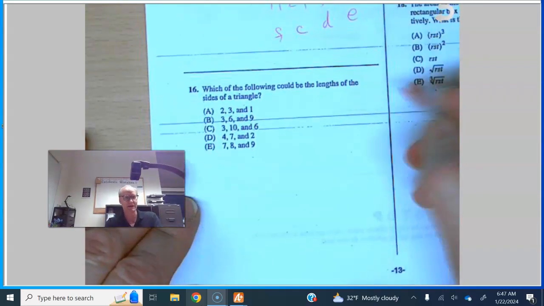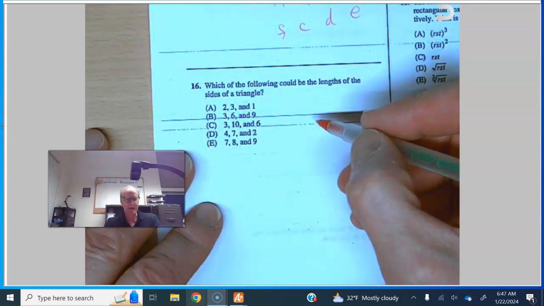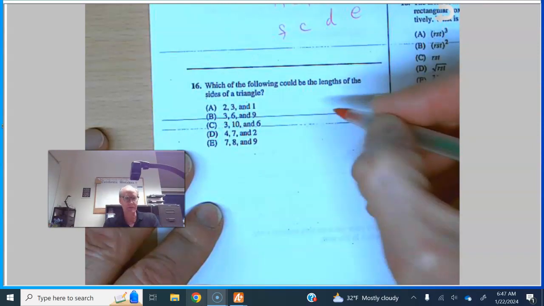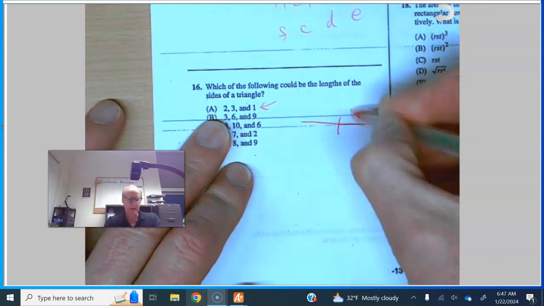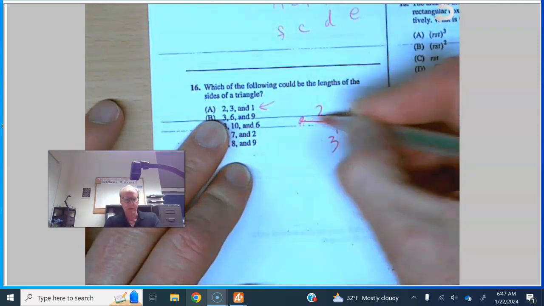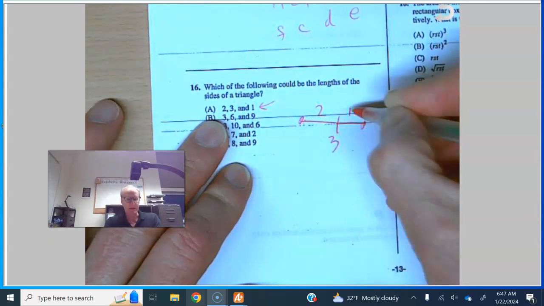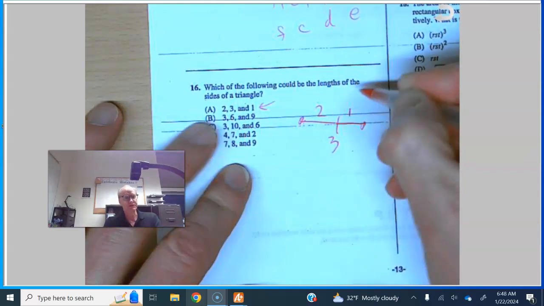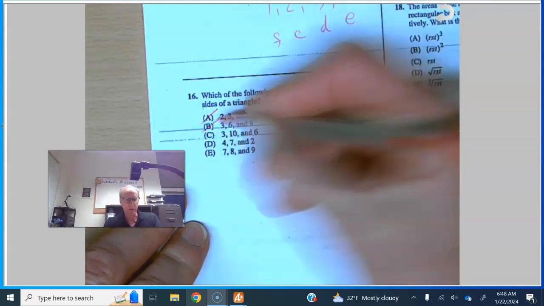I'm a little behind. Here's an easy one. Which of the following could be the lengths of sides of a triangle? Two sides of a triangle have to be bigger than the third side. For example, 1, 2, and 3 cannot make a triangle because it makes a segment. This is length 2, this is length 1, and this is length 3. What has to happen is these two lengths have to be longer than the third side. So choose the smallest two and see if they're bigger. These are equal.